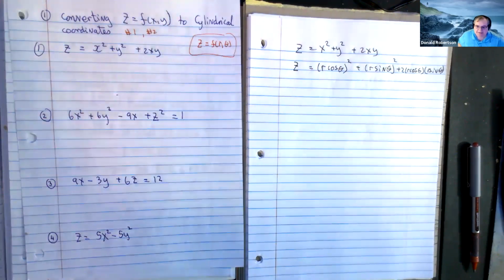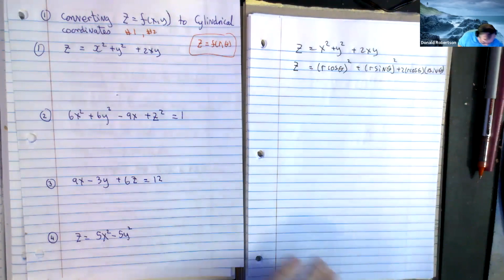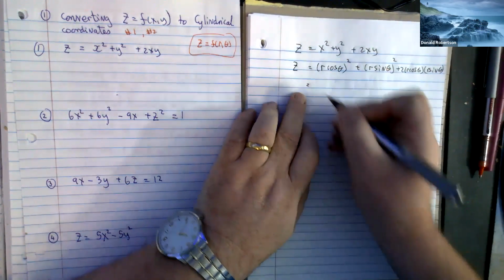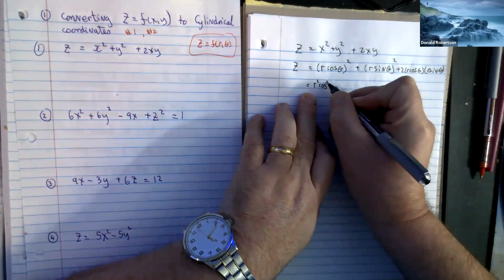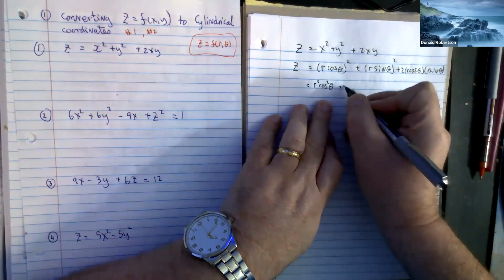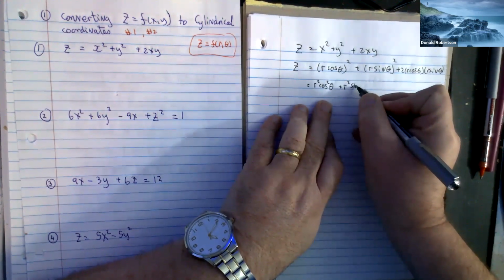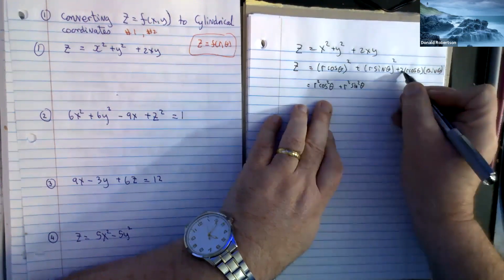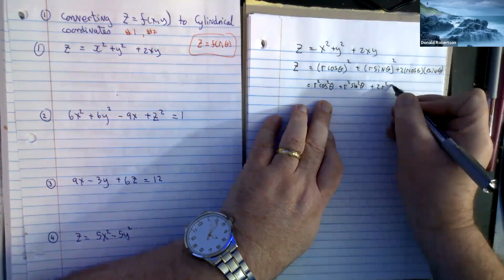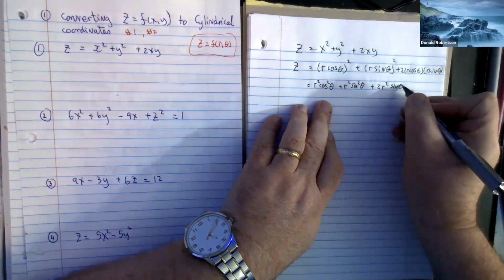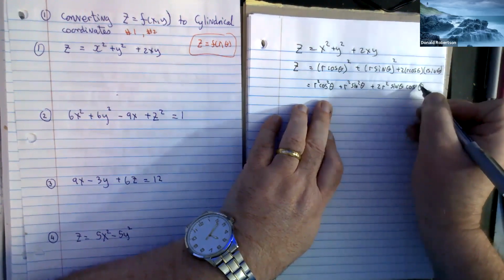And then you do style points. You multiply them together. You combine them. You try and make them pretty. You try whatever you can to make them as nice as possible. So this guy is right now r squared cos squared theta. This one here is r squared sin squared theta. You multiply all this together, you get 2 r squared sin theta cosine theta.